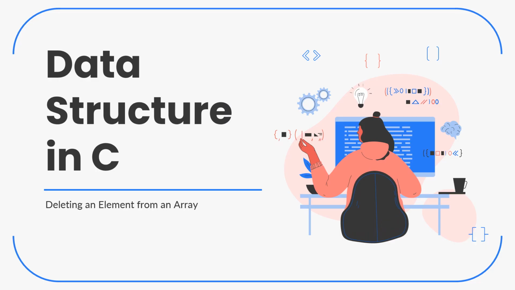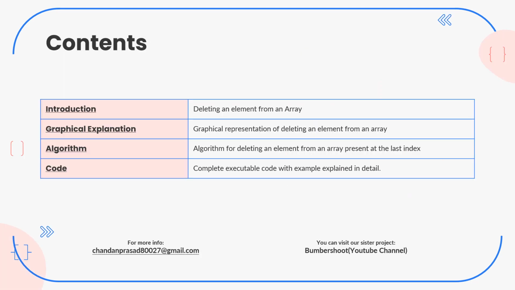In this lecture, we will explore the concept of deletion of an element from the last index of an array. This lecture covers the following topics. First, introduction to deletion in an array. Second, graphical representation of the concept of deletion. Third, algorithm for deletion of an element from an array. And fourth, example in the C programming language demonstrating deletion.